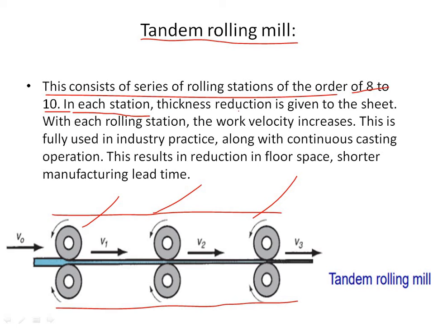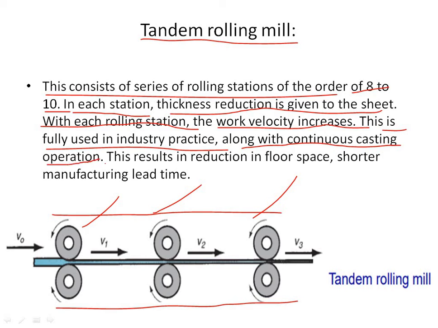In each station, a thickness reduction is given to the sheet. With each rolling station, the work velocity increases. This is fully used in industry practice along with the continuous casting operation. This results in reduction in floor space and shorter manufacturing lead time. So remember, in tandem rolling mills, the benefits are reduction in floor space and shorter manufacturing lead time. So this is about tandem rolling mills.